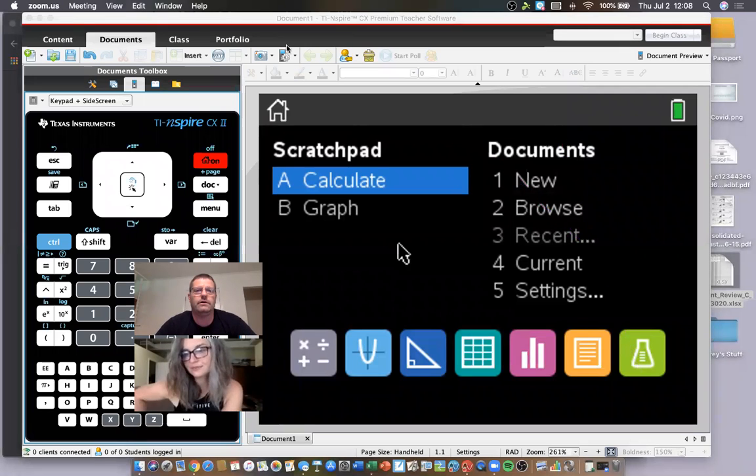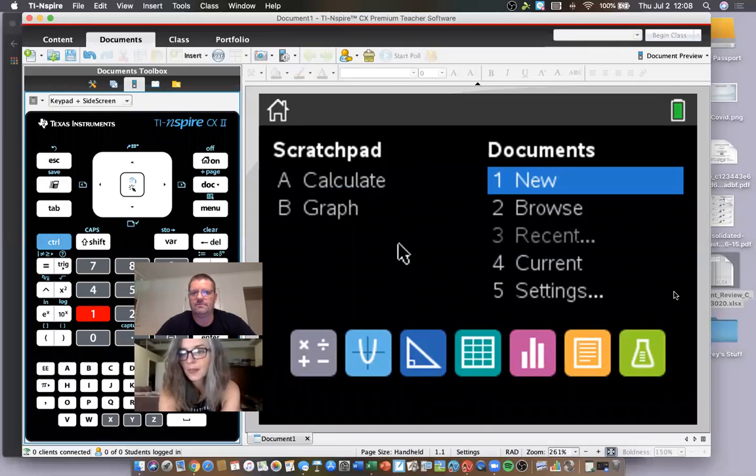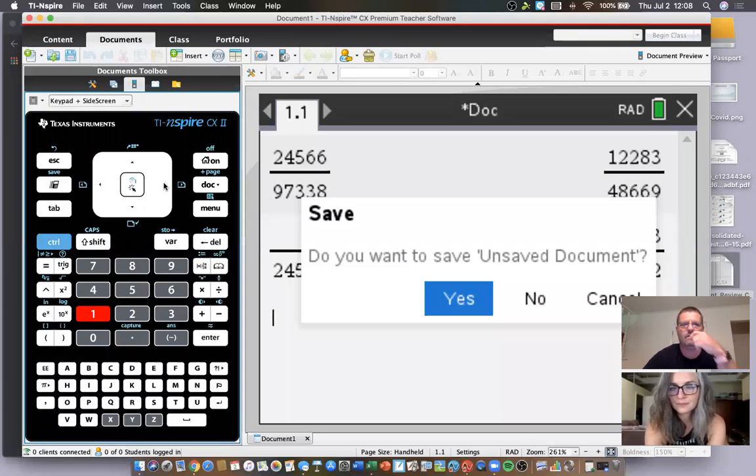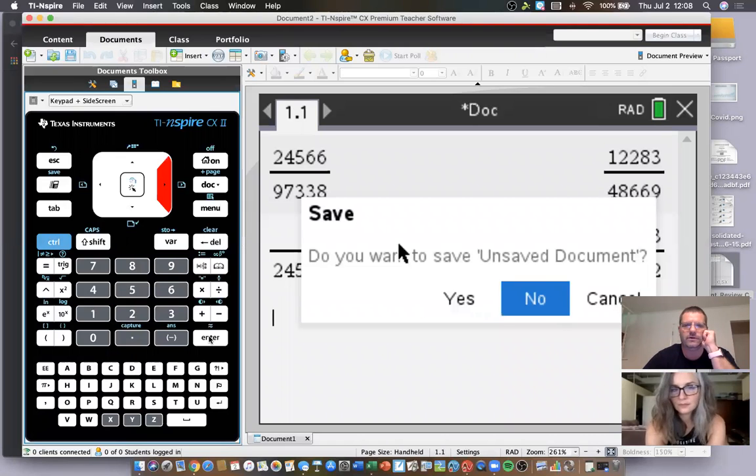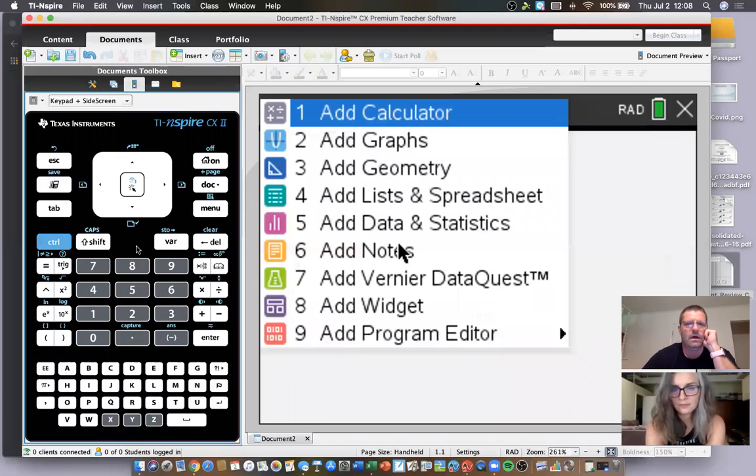So I'm going to go and make a new document. And we've used the calculator, Inspire, a few times before. So I'm going to go over and dump what I was working on. I was working on some big fractions. And I'm going to graph.